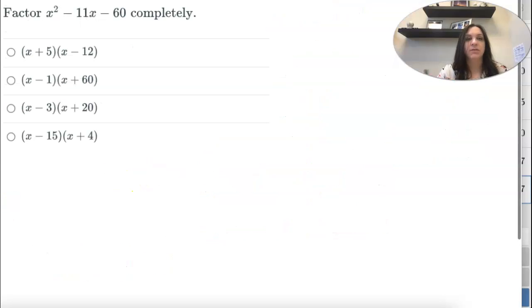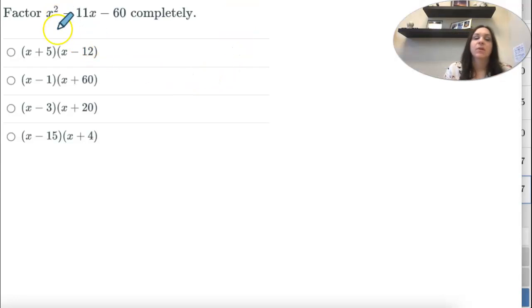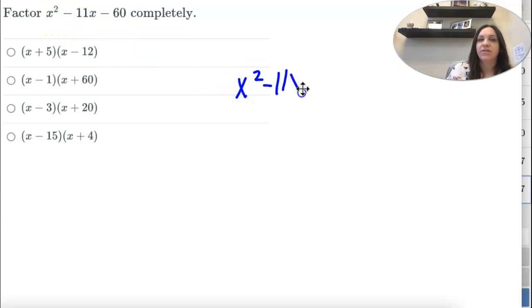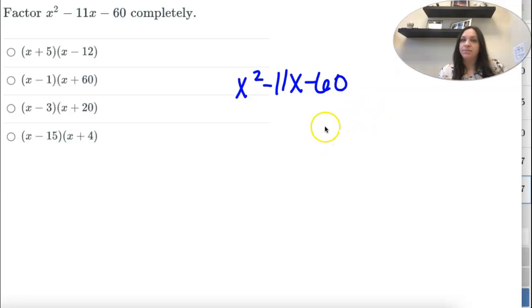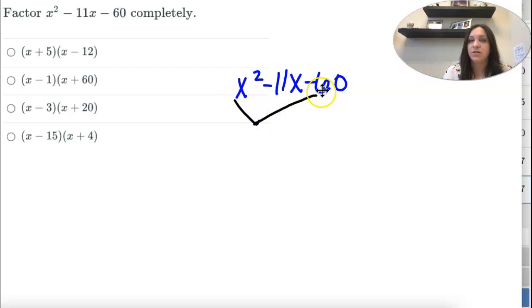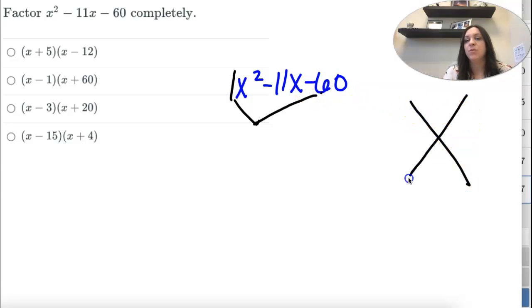Okay, let's do another one. So factor completely. And we're going to go through this again. So this is x squared minus 11x minus 60, right? We have to do what we just did because there's an x squared and an x. So we take the first number and the last number and we multiply them. So negative 60 times 1. So we want two numbers that multiply to negative 60 and add to negative 11.